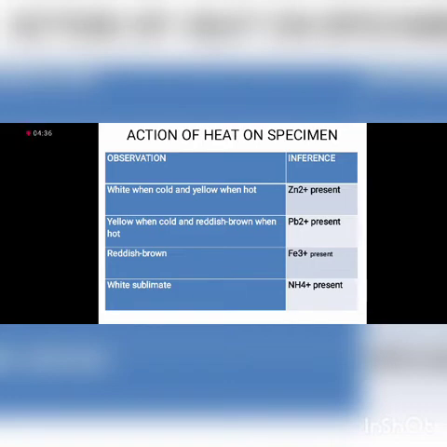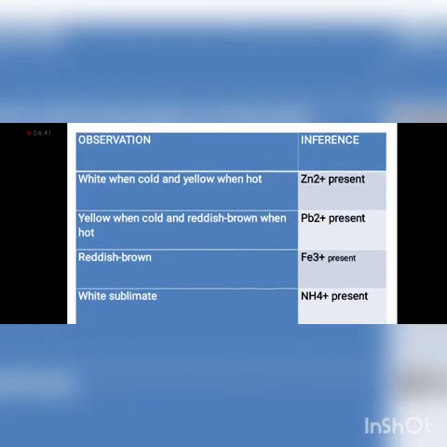When you heat a particular sample, what are the changes that will take place? Now, if you heat a particular compound and it is white when cold and yellow when hot, that means you suspect that zinc 2 plus is present. In a practical experiment, you may have to heat a compound. So if it is white cold and yellow when hot, that particular compound will be zinc 2 plus suspected.